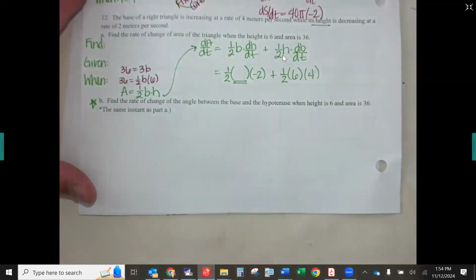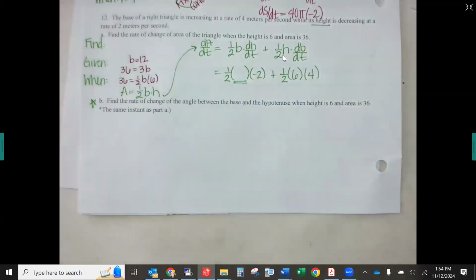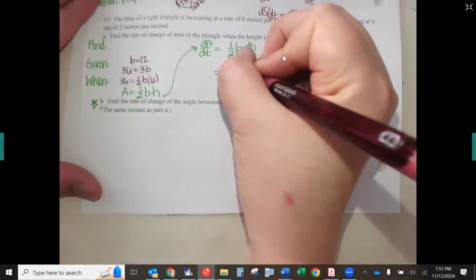Divide by 3 on both sides, the base has to be 12. Okay, but remember, you're going to have to go back and find the little pieces that you're missing based on what they gave you. Then you'll put a 12 right here, you should get 0. All right, let's go on to part B.